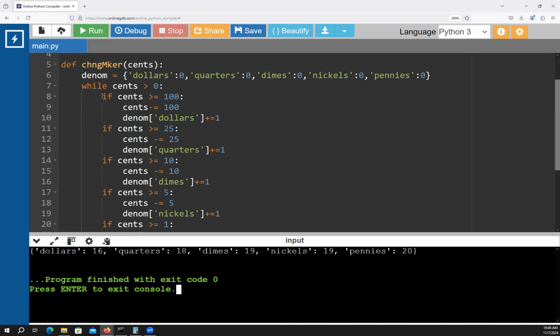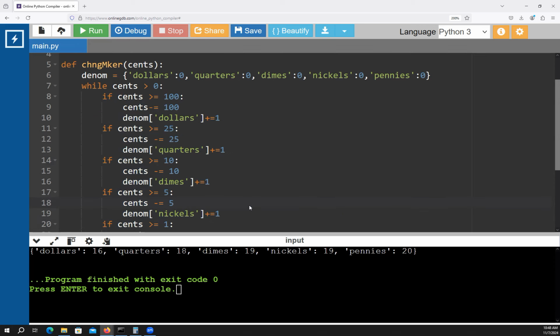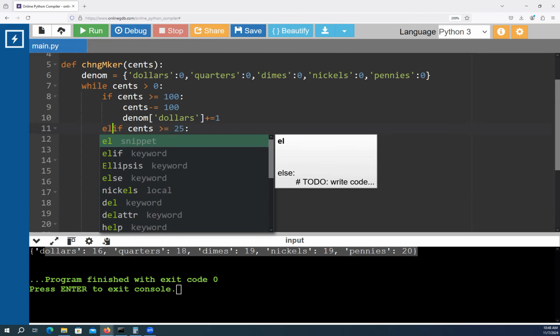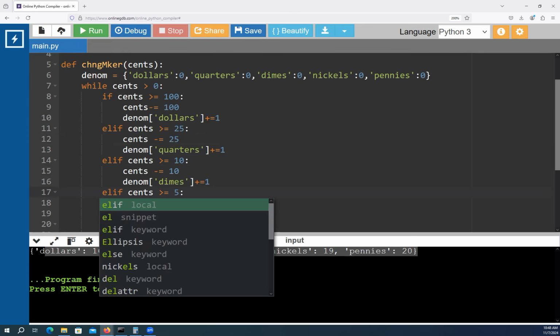You only want one of these branches to be pursued per iteration. And see what you end up with: 16, 18, it's a mess. So this is not a correct implementation of a greedy algorithm with all these ifs. You want exclusive pathways, so you have to put in elifs. So a little illustration there.